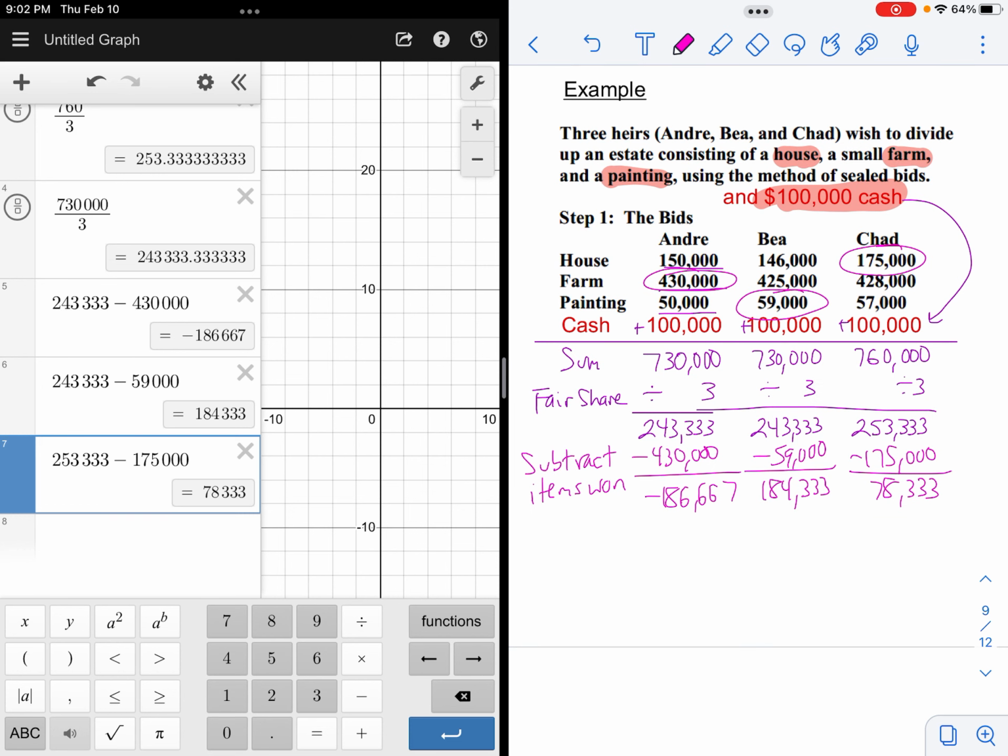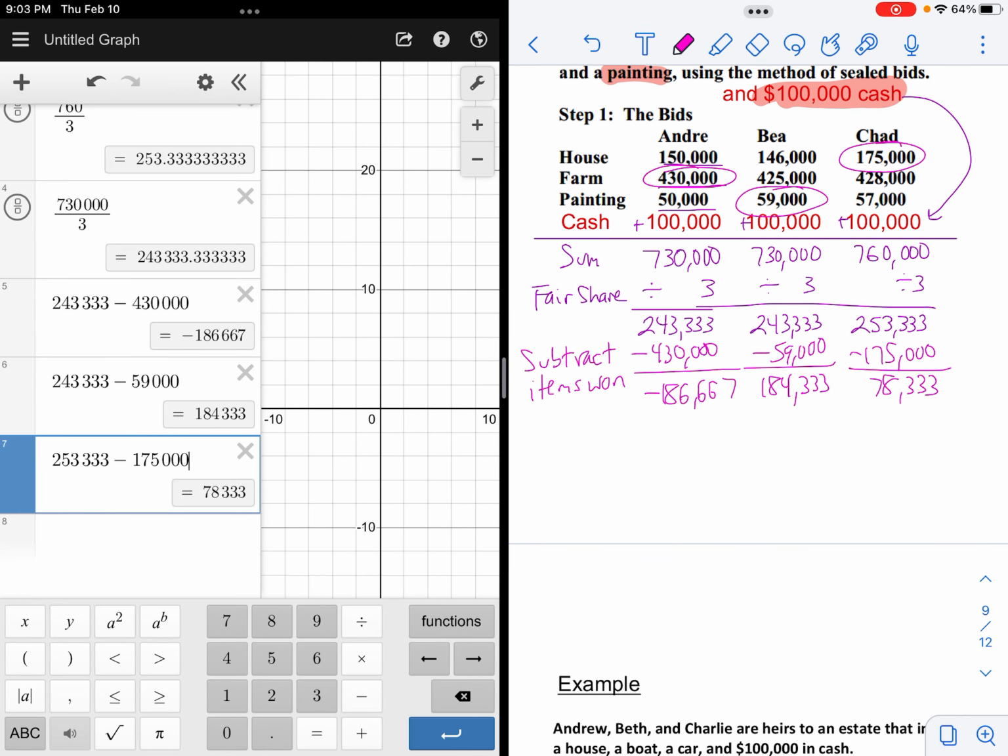All right. So far Andre owes 186,000. B and Chad are gaining 184 and then 78,000. Okay. So now we have to reconcile all these dollar amounts. So we do what's called the cash in and the cash out. The cash in is how much cash is flowing into the estate, into the cash register.